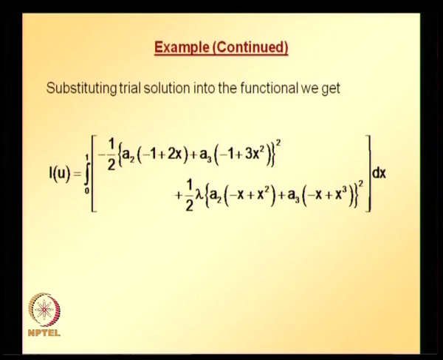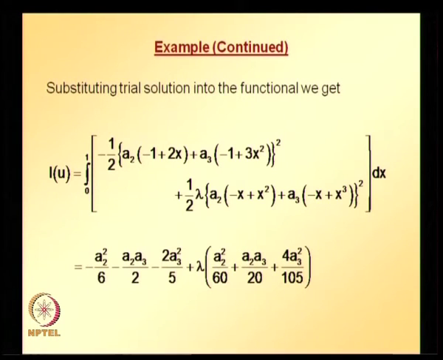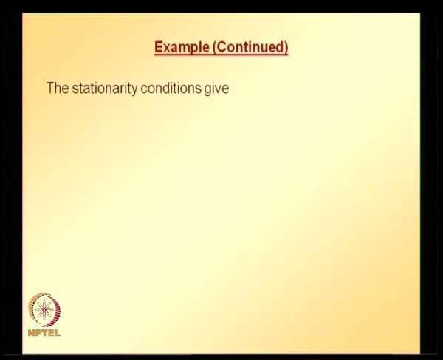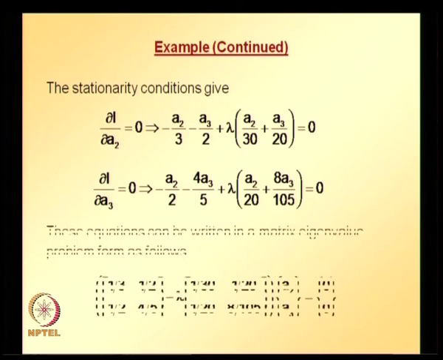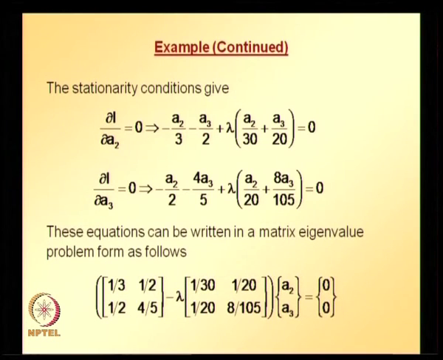The functional is going to become a function of the unknown coefficients a2 and a3, okay. So you have this as a function of a2 and a3. The next step is to apply the stationarity conditions. Two equations, two unknowns. These two equations can be put in a matrix form, and if you see this equation system, how does it look? It looks like (A minus lambda B) times x is equal to 0, which is an eigenvalue problem.